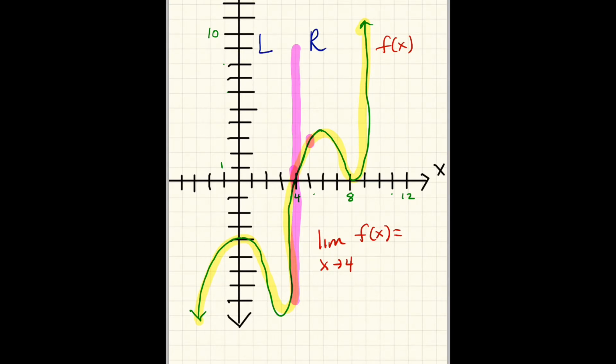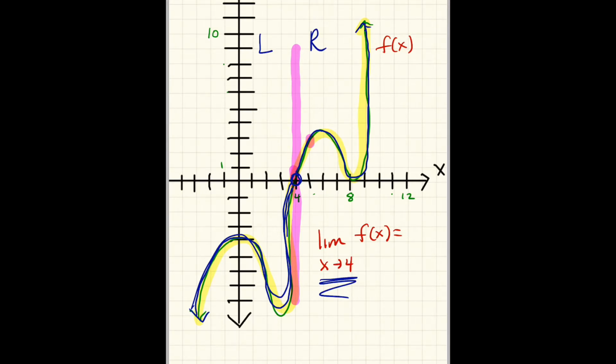What you want to do, guys, is you want to trace the function. Follow it all the way and see what y value it's approaching when it gets close to the x value that you want. So in this case, 4. Well, if I follow this function, when I get to 4, I'm approaching the number 0. When I come from the right side, I am actually approaching the same number, 0.